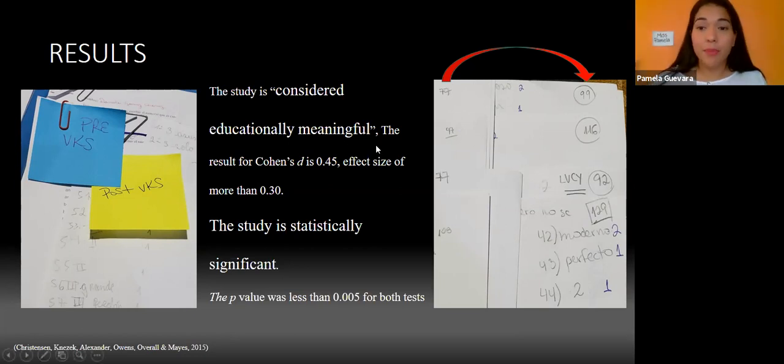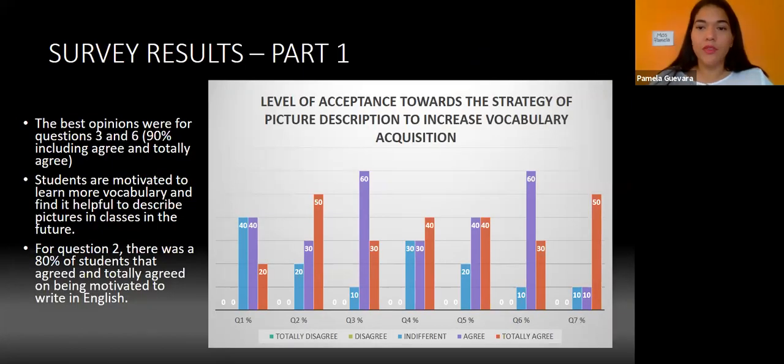As you can see, there's a picture where I graded, and the first grade was 77 in vocabulary knowledge, and the grade after the study was 99.